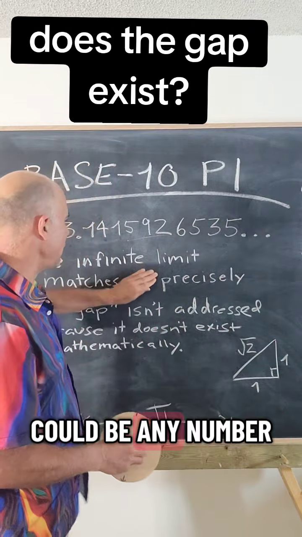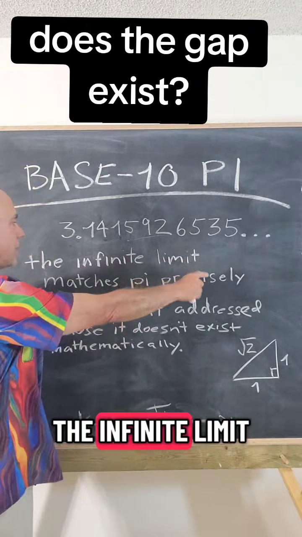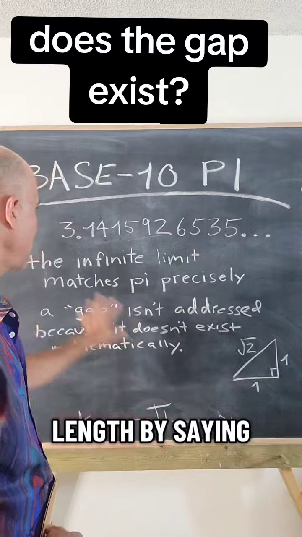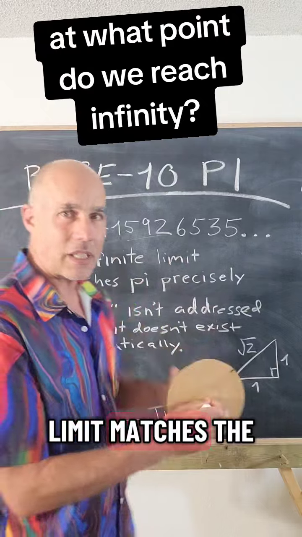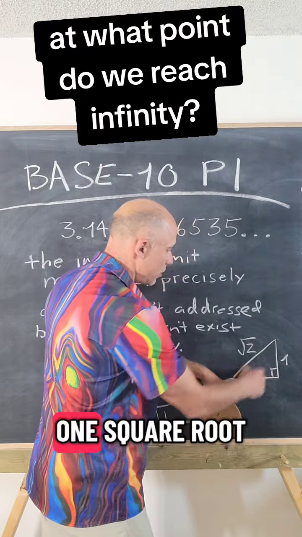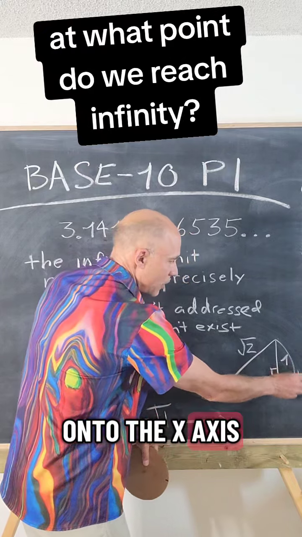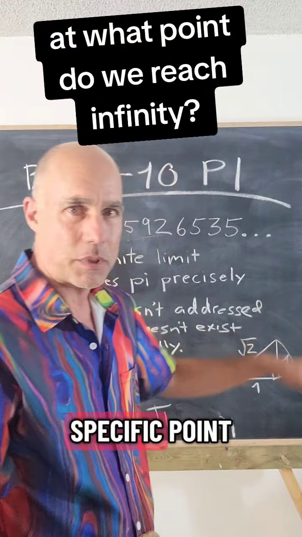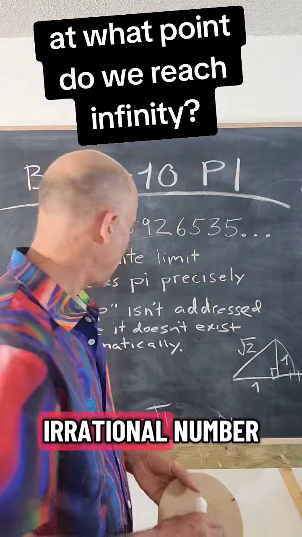And really, this could be any irrational number. We could put the square root of 2 in here and say the infinite limit matches the square root of 2 precisely. This is how we define that length, by saying when we get to infinity, then that limit matches that length precisely. So here we have the square root of 2, over 1, up 1, square root of 2. If we drop that line down onto the x-axis, it would also always fall between points and never actually land on a specific point. So again, that's true for all irrational numbers. Pi is an irrational number.